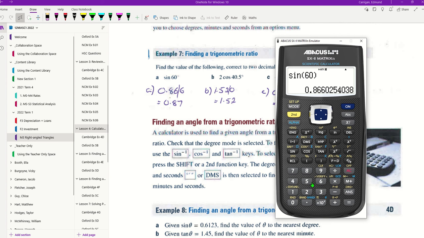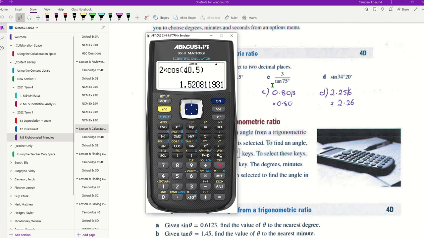Next, 2 cos 40.5, so that is 2 times cos 40.5 degrees. So 40.5, close my bracket, equals 1.5208. If I write it down there, my 3 decimal places, and then put a slash after the second, 1.52. Next one, 3 divided by 10, 75.